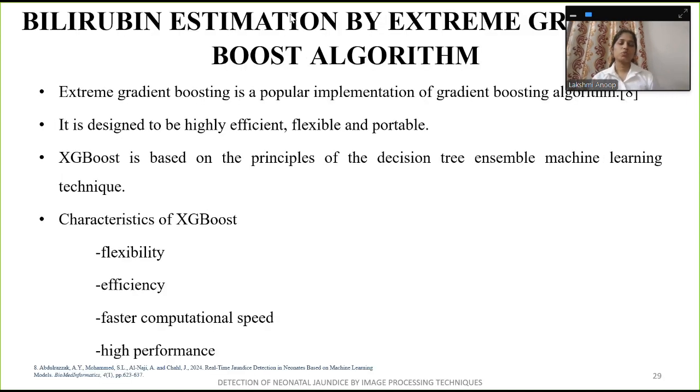The first algorithm which we are going to discuss is the XGBoost algorithm. Extreme gradient boosting is a popular implementation of the gradient boosting algorithm. It is mainly designed to be highly efficient, flexible, and portable. The gradient boosting algorithm mainly starts by making a single leaf. The leaf represents an initial guess. The first guess is the average value.